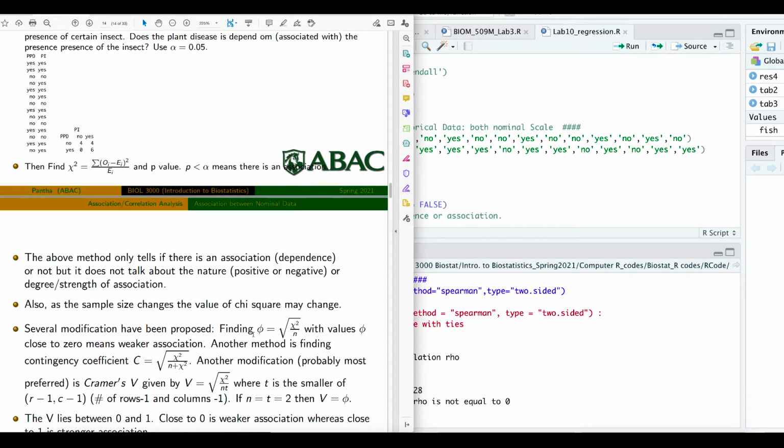Finding phi equals the square root of chi-square over n. You find the chi-square and then divide by n. Okay, with values of phi close to 0 meaning weaker association.